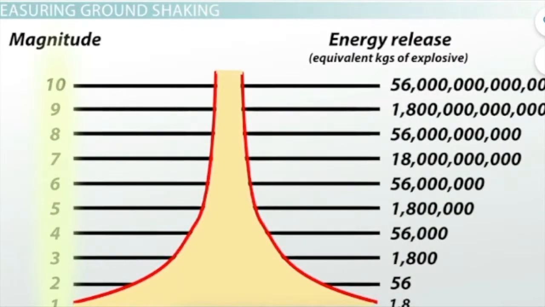The Richter scale runs from 1 to 10, 1 being the least in magnitude and 10 being the greatest, but it is logarithmic. This means that for each 1 point in increase on the scale, we get 10 times more ground shaking. Let's look at an example.